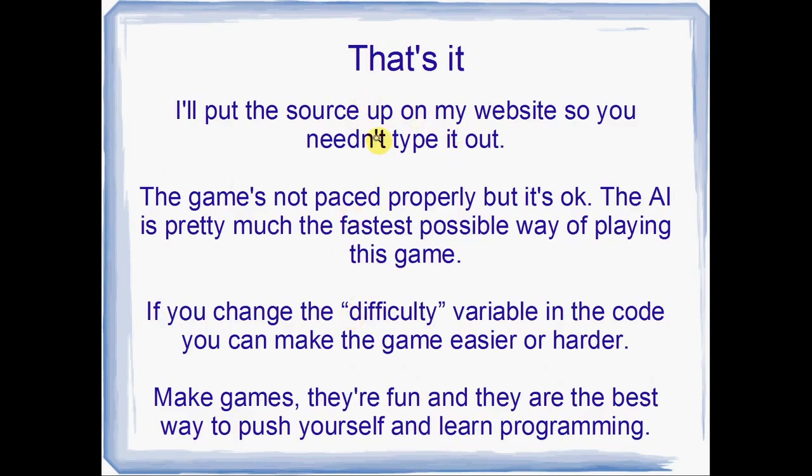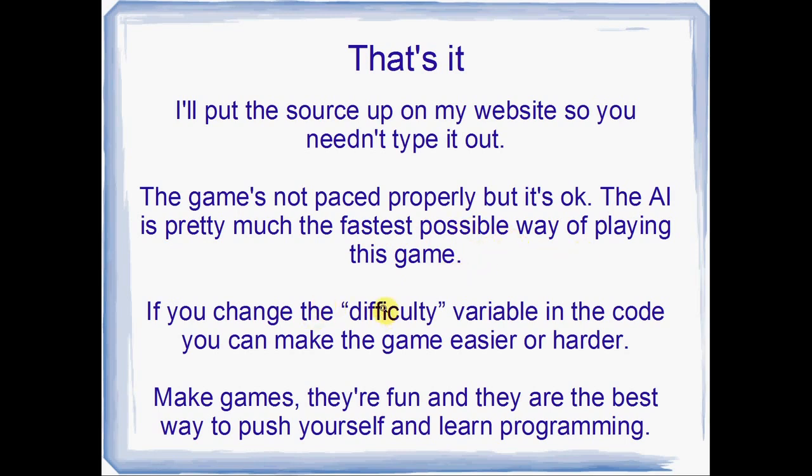And that's about it. I'll put the source up on my website, and you needn't type it out. But the game's paced okay, I guess. It could be a bit better, but it's pretty good for a little game. Maybe 120 lines of code or so. And the AI, I'm not sure, but I think that's about the fastest algorithm you can possibly get a computer to play this particular game.